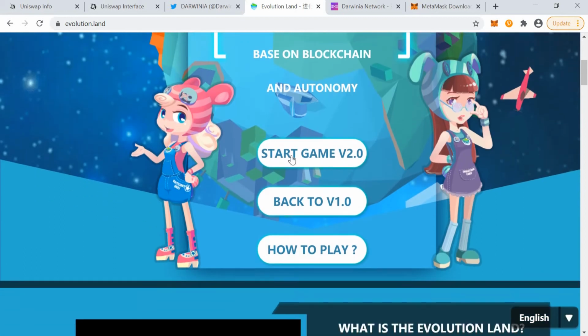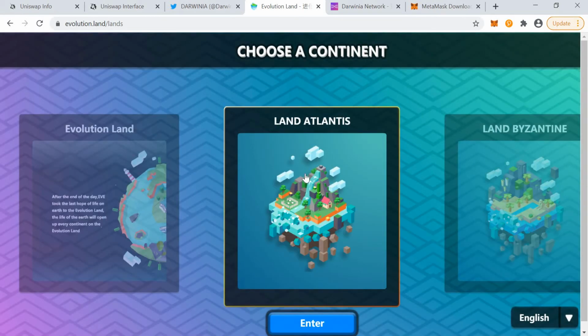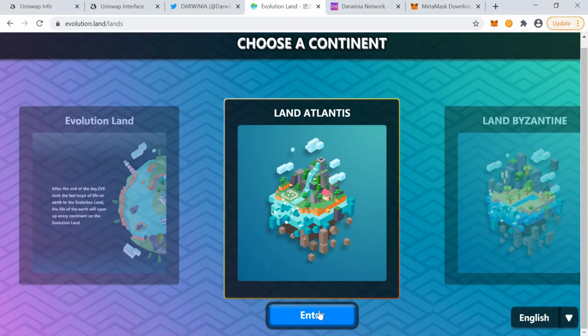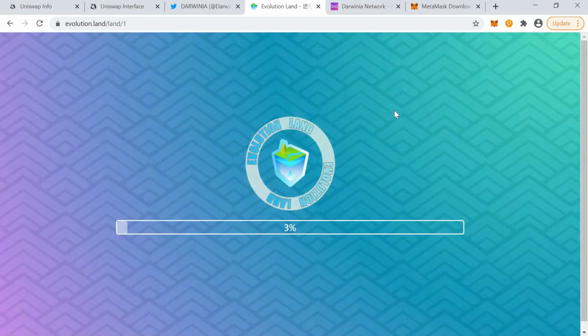So we're going to go to game 2.0. I will talk about the difference between 2.0 and 1.0 in another segment. We're going to go to Atlantis, which is the Ethereum side. So we're going to log in.